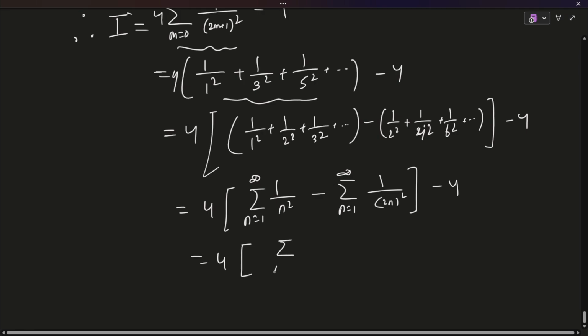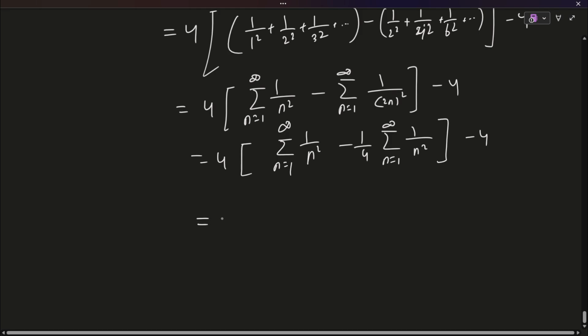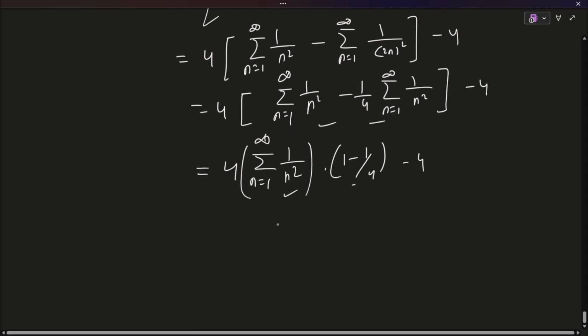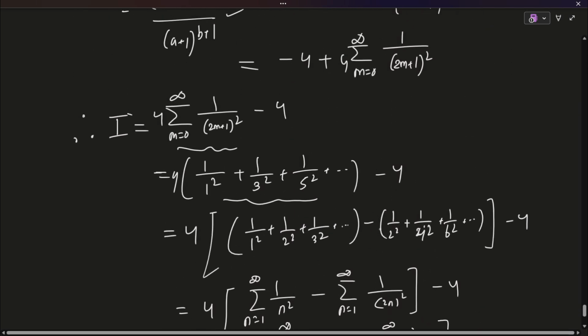This means the first sum is n equals 1 to infinity 1 by n square as desired. And here 1 by 4 comes out because it's a constant, and you again have the same sum n equals 1 to infinity 1 by n square, minus 4. This would mean that you can take summation n equals 1 to infinity 1 by n square common, which converges, this is a p series, multiplied by 1 minus 1 by 4, minus 4. So this becomes 3 by 4, and 4 into 3 by 4 is 3. So the answer is 3 times summation n equals 1 to infinity 1 by n square minus 4. This is the value of I.